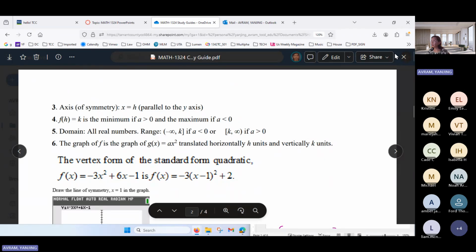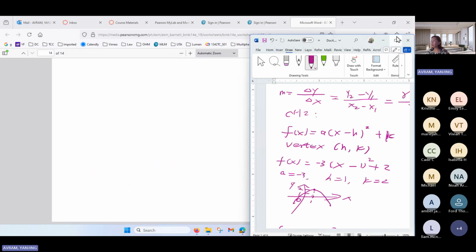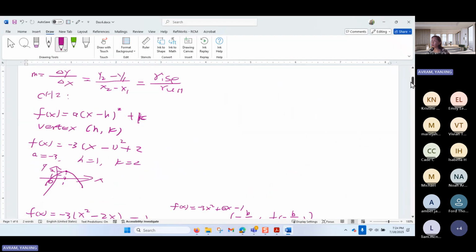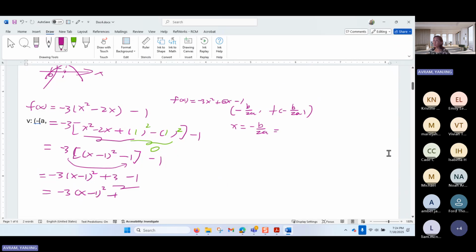All right, so the good thing is if we're using this formula, you don't have to complete the square, right? So my A here is negative 3. My B here is 6. So negative B is negative 6. This negative is from the formula, okay? And then 2A is negative 6, right? So negative over negative becomes positive. So that is 1. So look at that, this is my vertex x here. This is 1, right? And then this is 2.